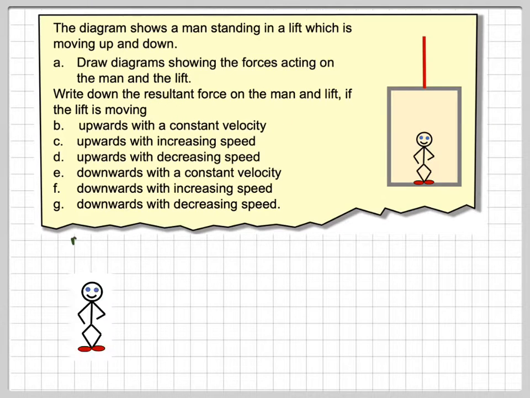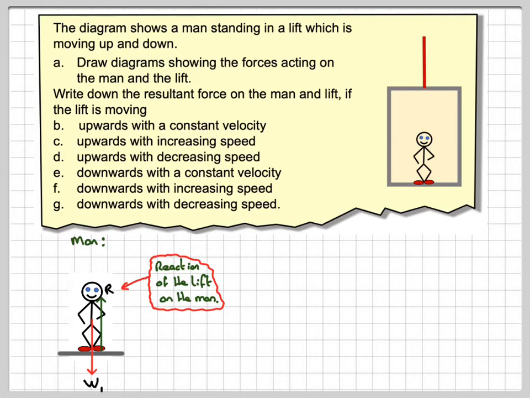So let's just have a look at that first force. We've got the man. Okay, so we're going to have the weight of the man down. We'll call that W1 because we're going to have a weight for the lift as well, which we're going to call W2. And then there will be a reaction of the man standing on the floor of the lift, which we're going to call R. So the reaction of the lift is on the man. This is the reaction of the lift on the man.